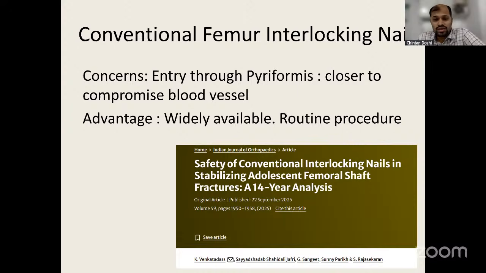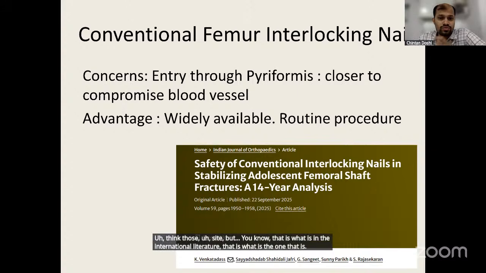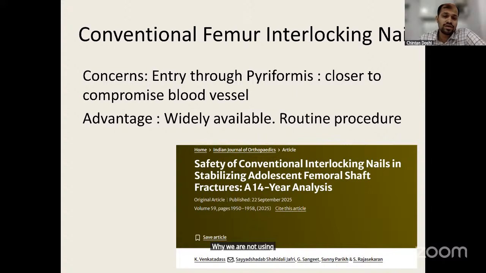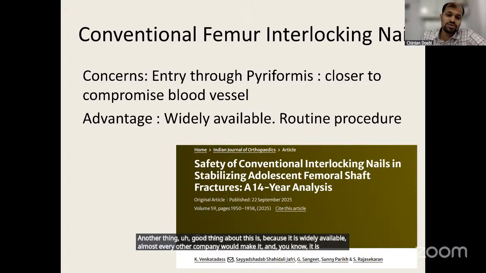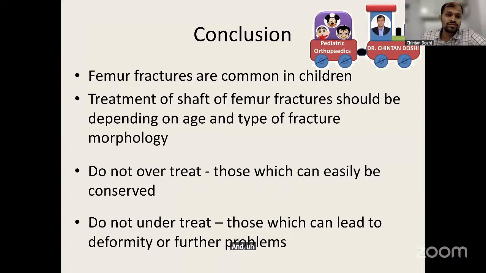But in his paper, where he has this 14-year analysis, none of the cases had suffered an AVN. So it's a good thing to cite, but that is what is in the international literature. That is why we are not using a conventional interlock nail in the younger age group. Another good thing about this is that it is widely available, almost every company makes it, and it is a routine procedure. There is no change in entry point. It is easy to go and fix this fracture.